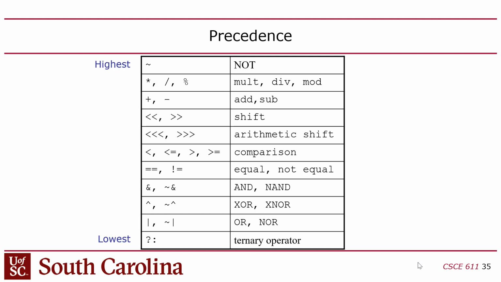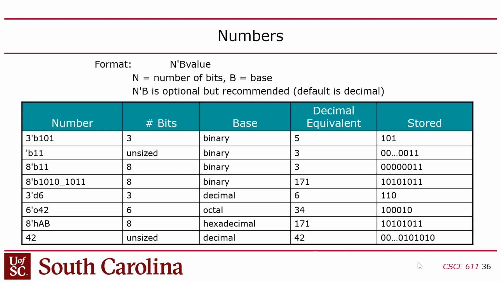Okay, then we have and. Also, check this out. There's a NAND operator. This is not in Java or C++. Tilde ampersand, right? That's a Verilog exclusive thing. Likewise, you have XNOR, tilde caret operator. So anyway, those are operators. Most of those you're familiar with.